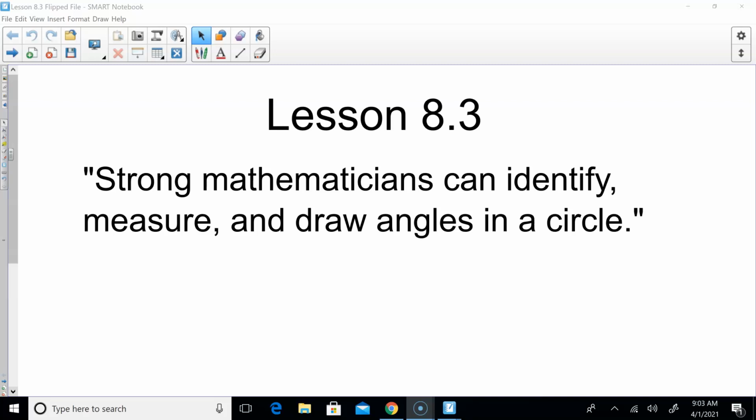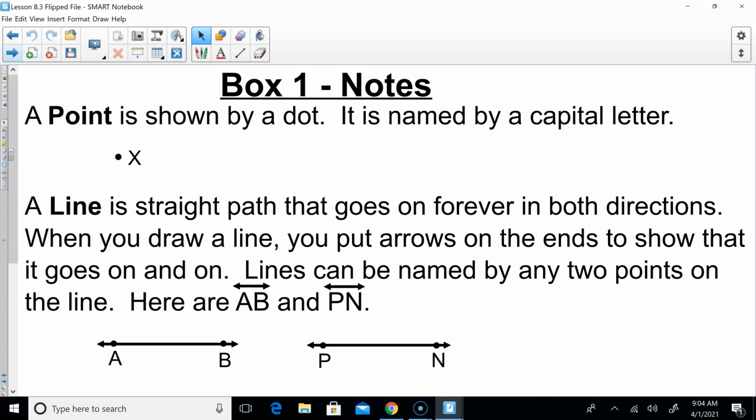Welcome, class, to Lesson 8-3. Today, strong mathematicians can identify, measure, and draw angles in a circle. So you need to get your notebook, your pencil, write down today's date, the name of the lesson, and let's get started. All right, some notes we can review.